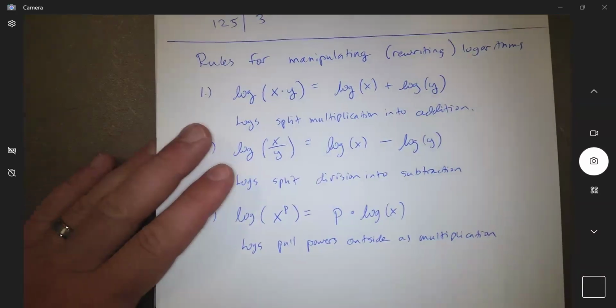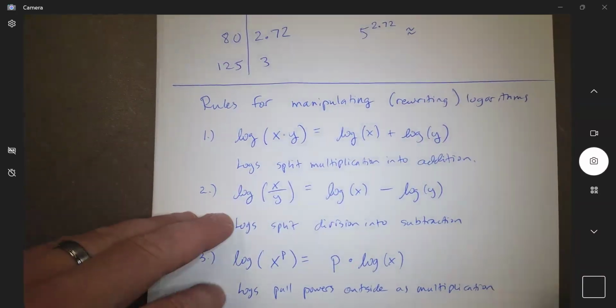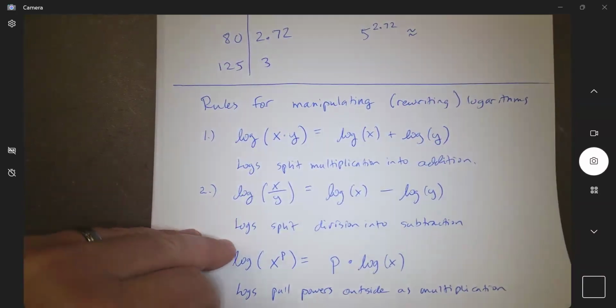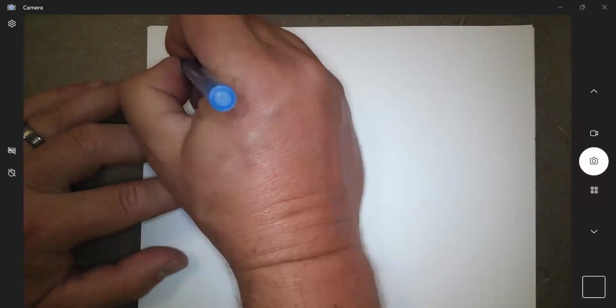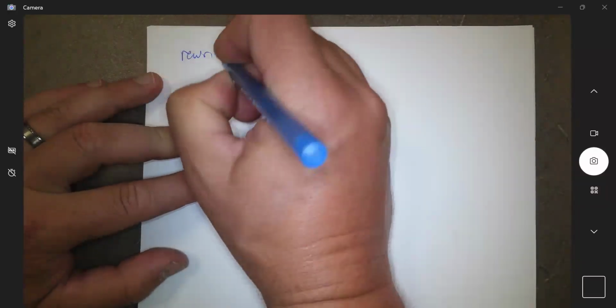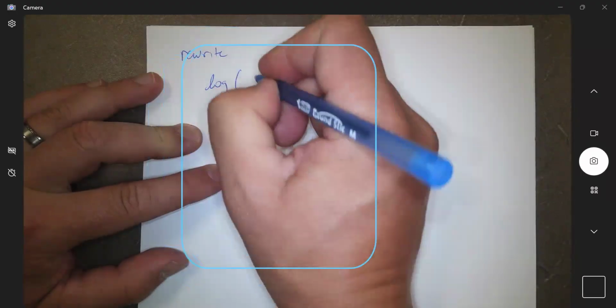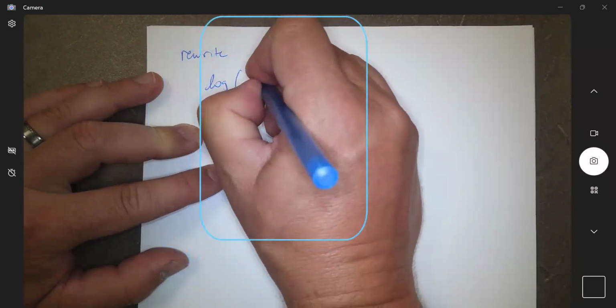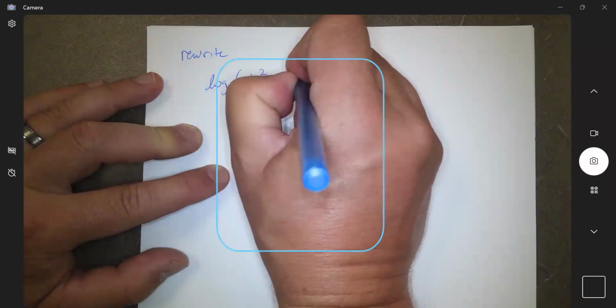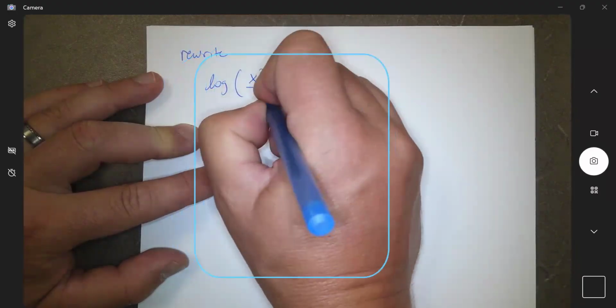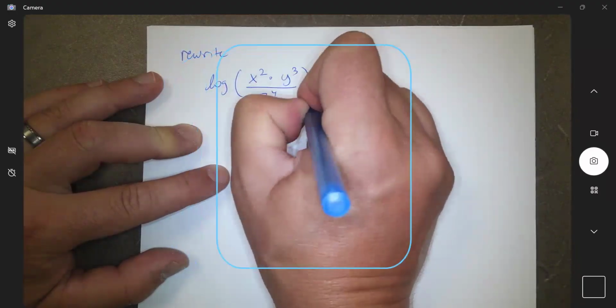So let me just give you an example, and you're going to have some examples on your worksheet. And again, for me, this is practice, checking those rules, following them step by step. Rewrite the logarithm of x squared times y cubed over z to the fourth.